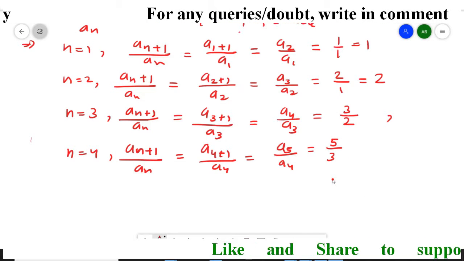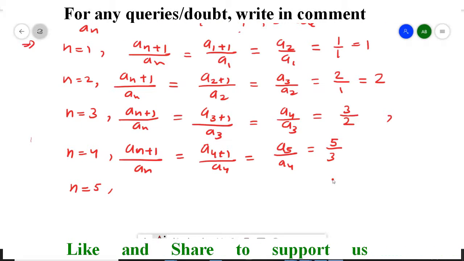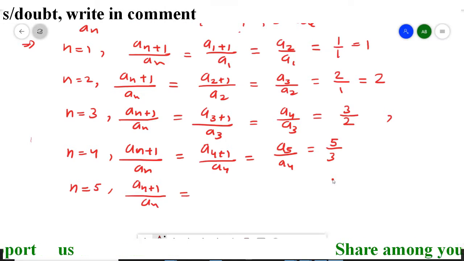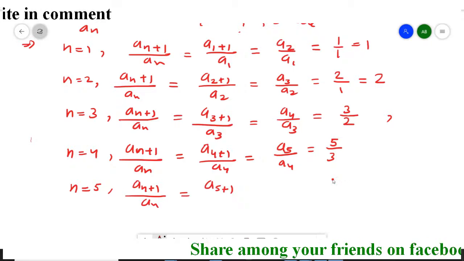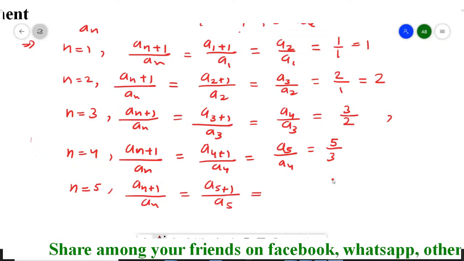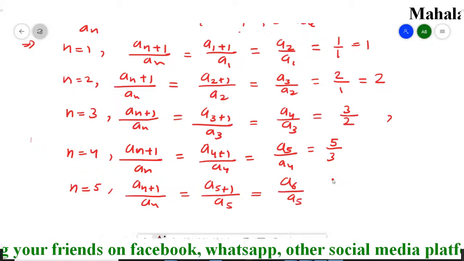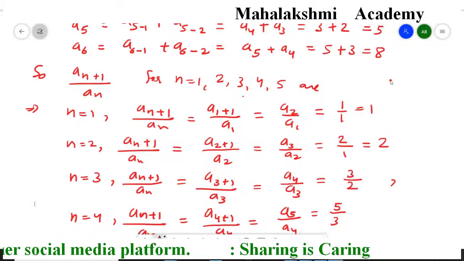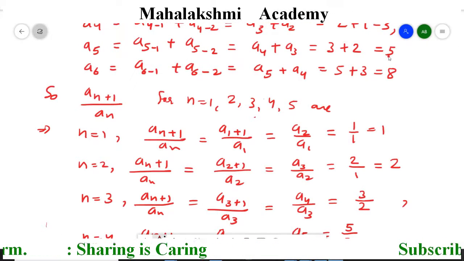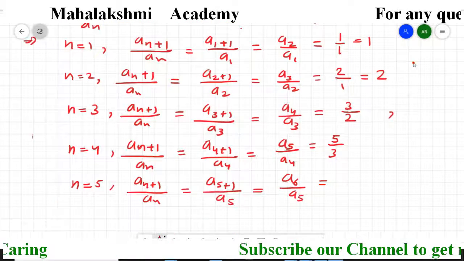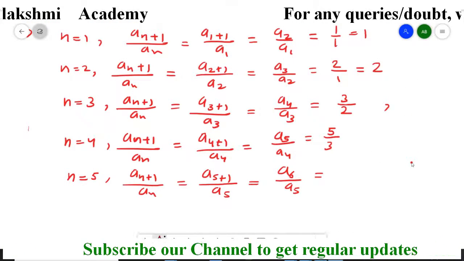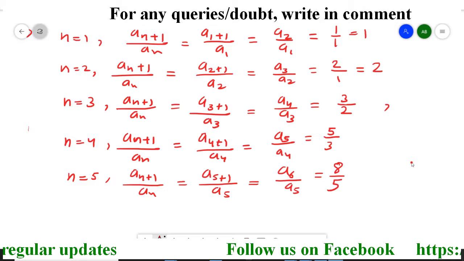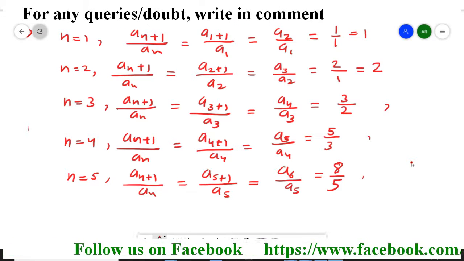Now we'll calculate for n equal to 5. So it's going to be a_{n+1} divided by a_n is equal to a_{5+1} divided by a5, which is equal to a6 upon a5. Now we need a6 and a5 values, so we'll check here. a6 is 8 and a5 is 5. So we'll substitute the values here. So it's going to be 8 upon 5. So like this the question is completed.